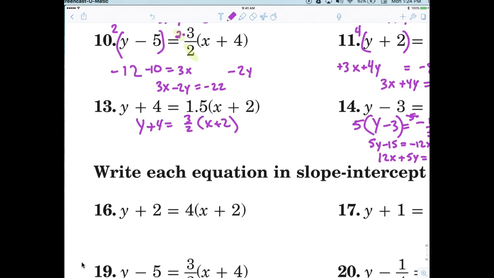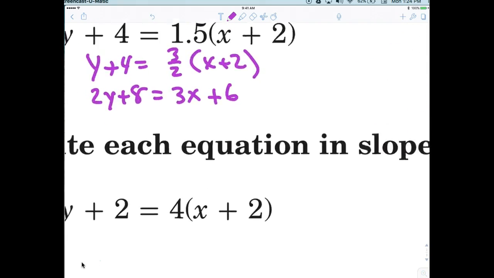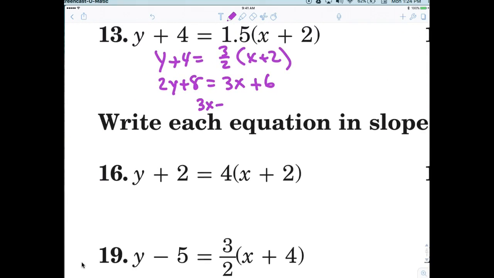So everybody, what do you do? Multiply by 2, and I get 2y plus 8 equals 3x plus 6. Beautiful. Keeping the x positive, right? I end up with 3x minus 2y equals 2. Am I wrong? You with me now, right? Yep, just be careful.